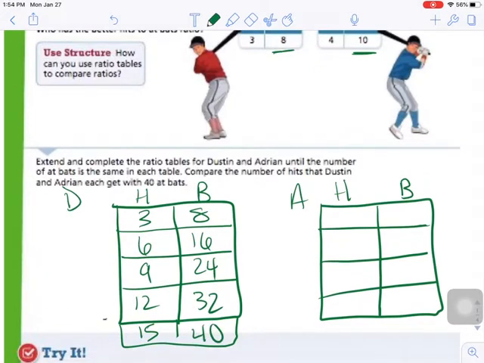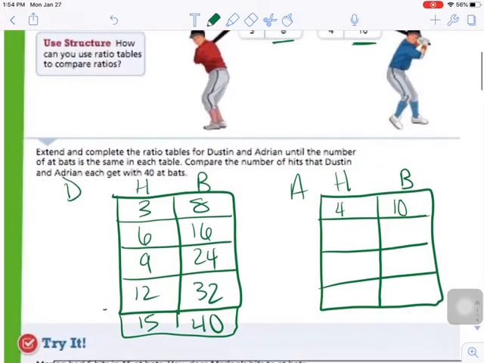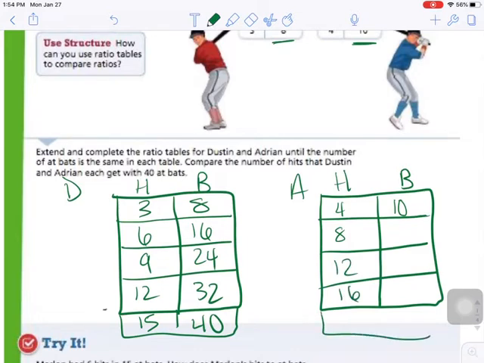And then with Adrian, I'm doing 4 to 10. So I have 8, 12, 16, I'm going to do one more, I'll go up to 20. And then I'm going up by 10s for the at-bats. So I have 10, 20, 30, 40, and 50. So now let's look at where the at-bats are equivalent or the same. Our at-bats would be the same when they are at 40 at-bats.